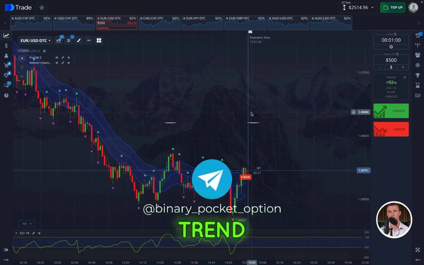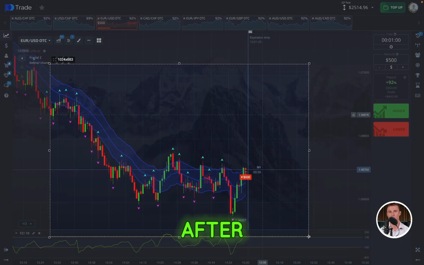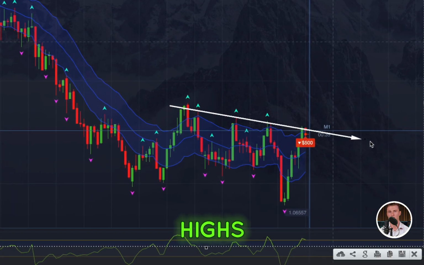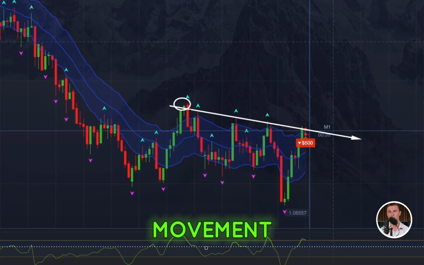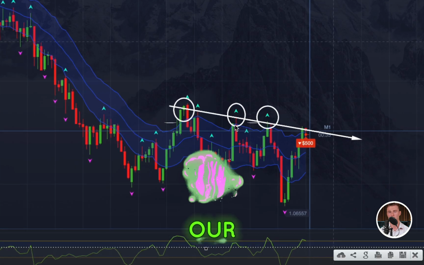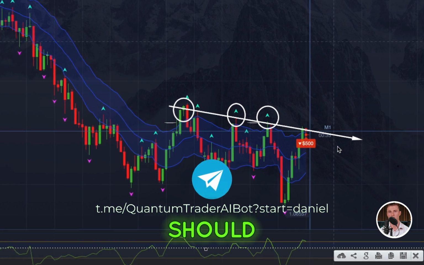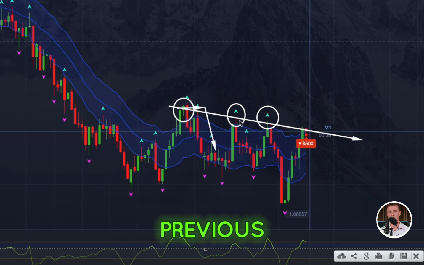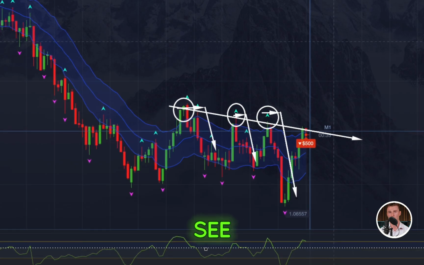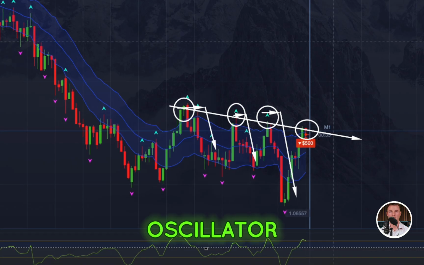We have a downward trend. And here you can even notice a slight consistency after the formation of new local highs. In each section of the movement, there was a touch of the upper moving average. Our movement dynamics immediately went down, and this situation should logically be similar to the previous ones, as well as here we see an exit from the overbought area on our oscillator.